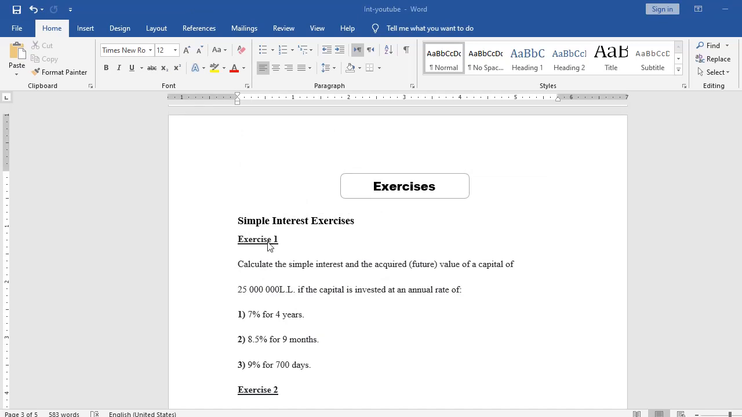Solved exercise 1 on simple interest. Okay. Calculate the simple interest and the acquired future value of a capital of 25 million Lebanese lira if the capital is invested at an annual rate of 1.7% for 4 years.